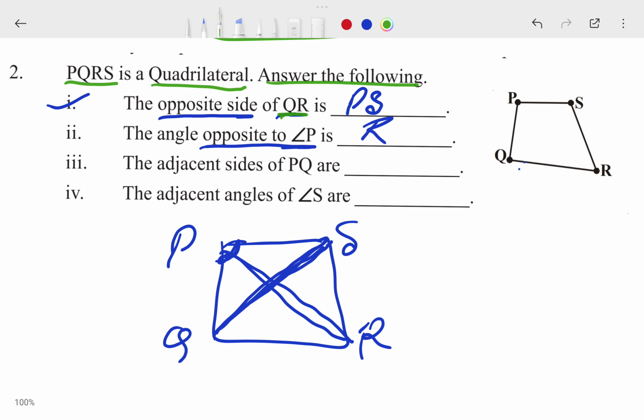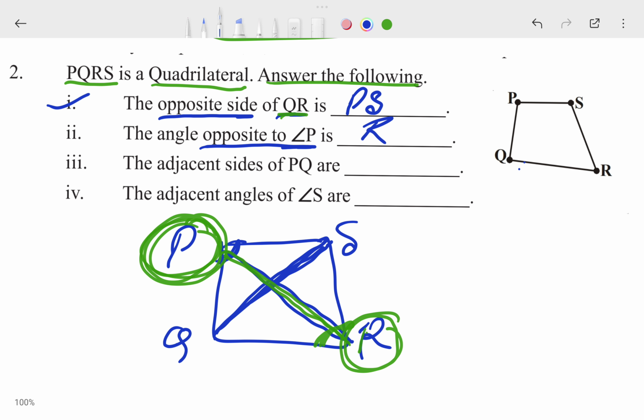Now let's look. If someone asks you to find the opposite side of P, this line goes straight to the R. It means that R is the opposite side of P. So I already wrote it here. If someone asks you what is the opposite side of R, how can you find it? Just take the straight line from R and go. So the opposite side of R is P.